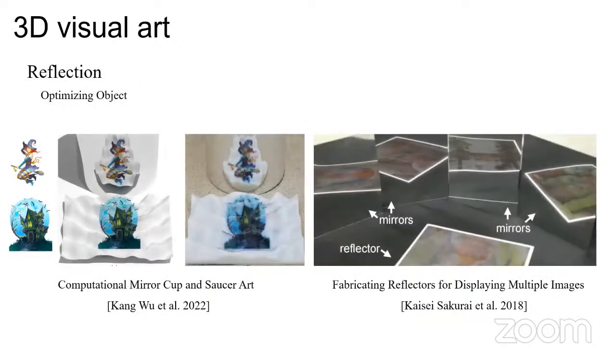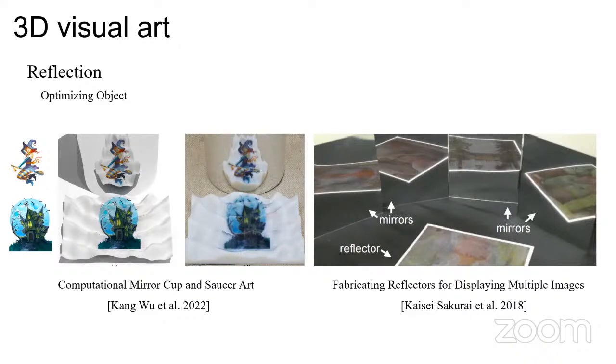The second subcategory is optimizing object. Different from the previous subcategory, in this subcategory, object shape and the color are optimized, while the mirror is fixed. Our work is in this subcategory. We deform the social mesh and calculate the color on it so that people can see 2 different images when placing the social in front of a mirror cup.